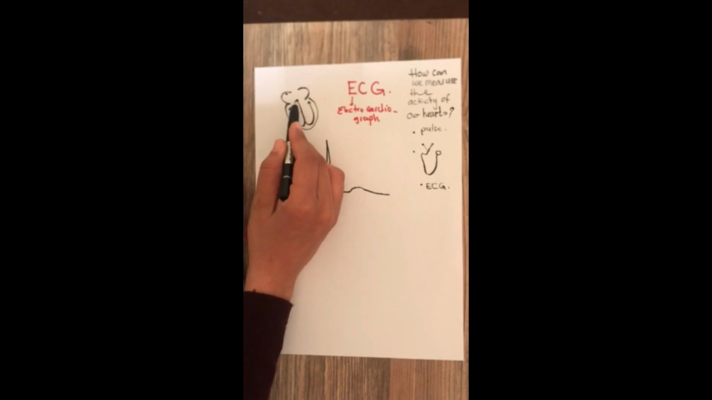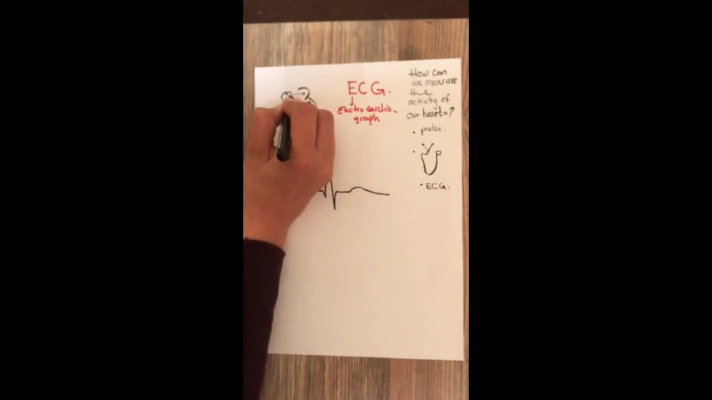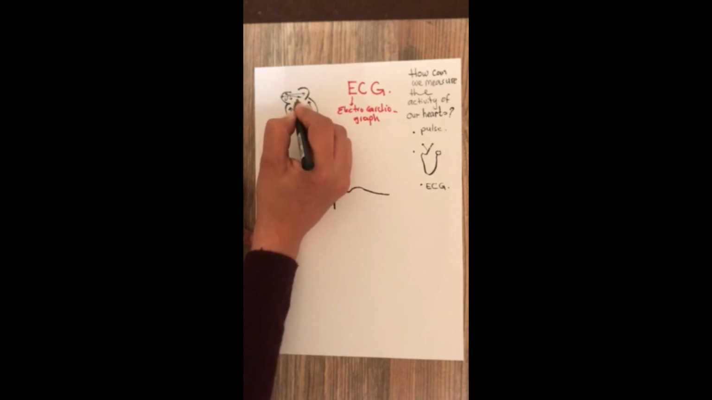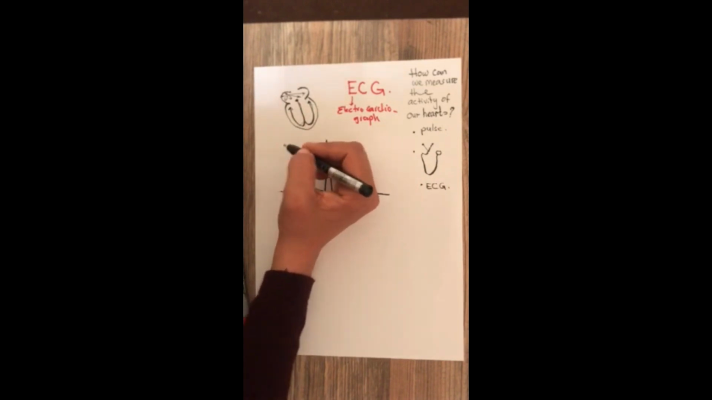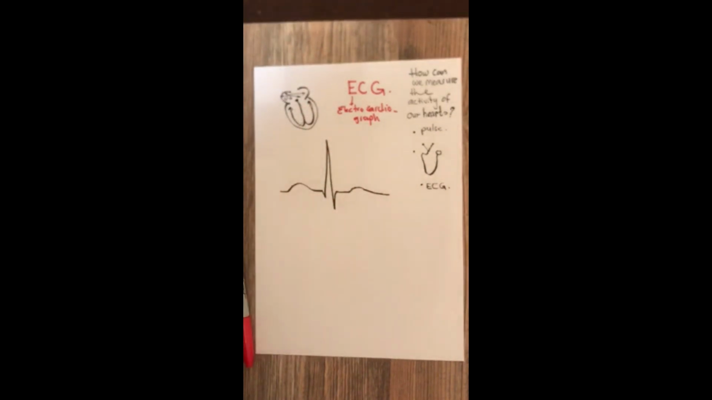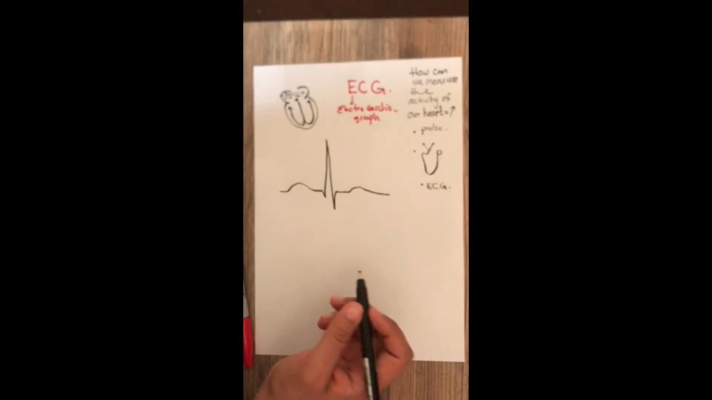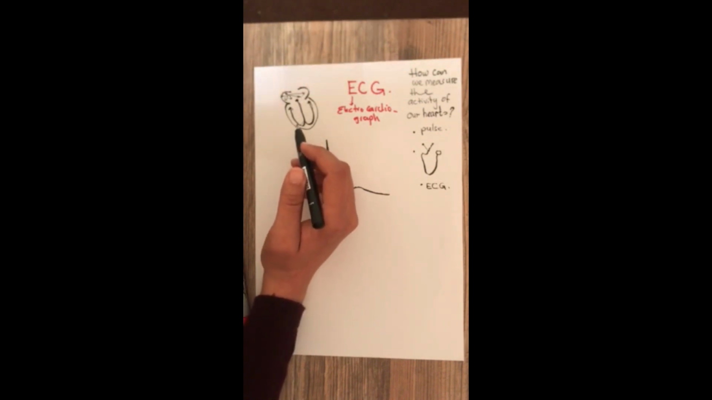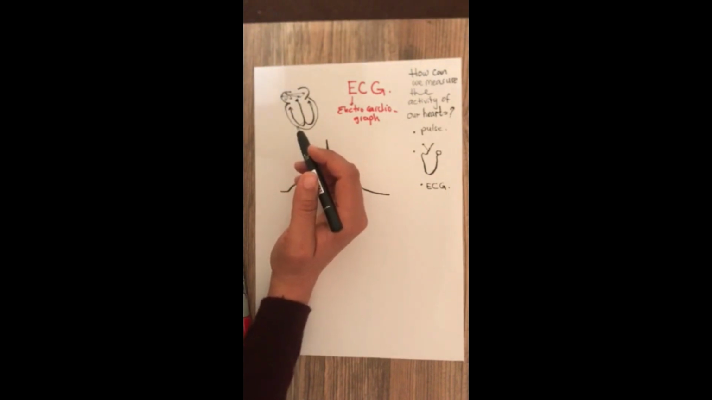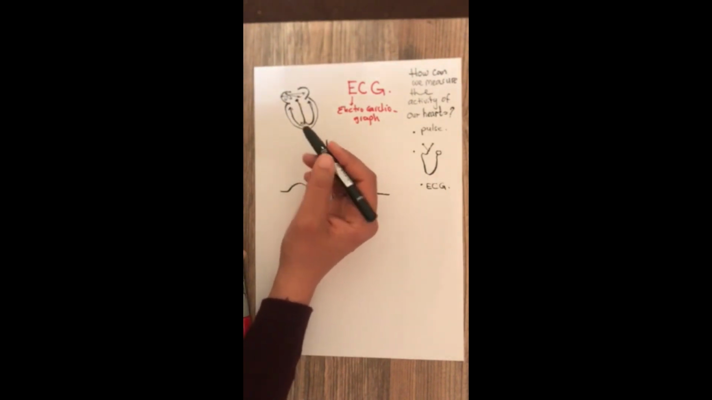sinoatrial node to the atrioventricular node, so both atria contract together, and then from the atrioventricular node to the right and left bundles, so both ventricles contract together. So you have atrial contraction and then ventricular contraction. You don't have to memorize the names of the nodes, just know that we have a specialized nervous system in our heart, and it's responsible for generating the electrical activity and causing the heart to start pumping.